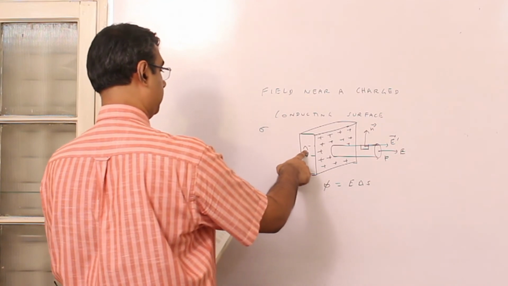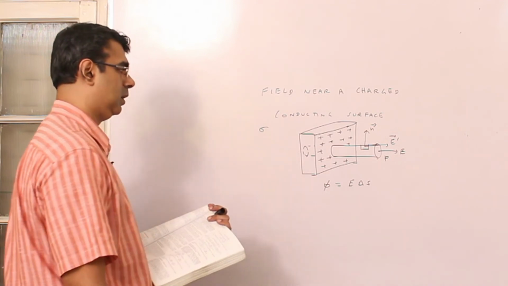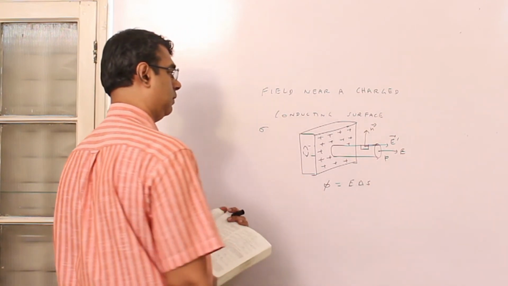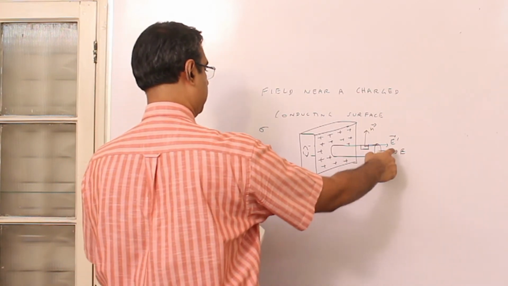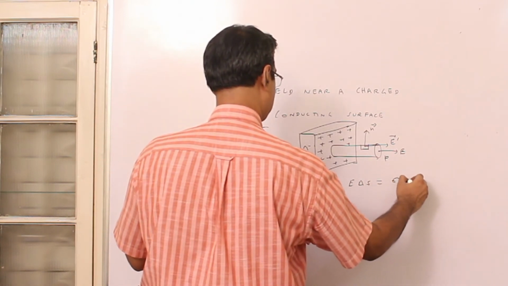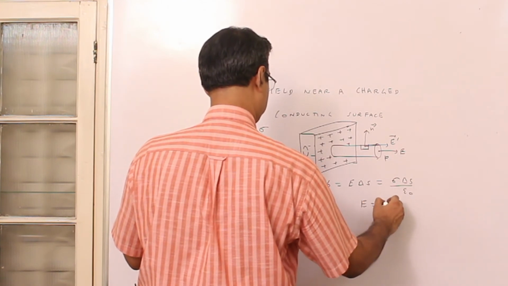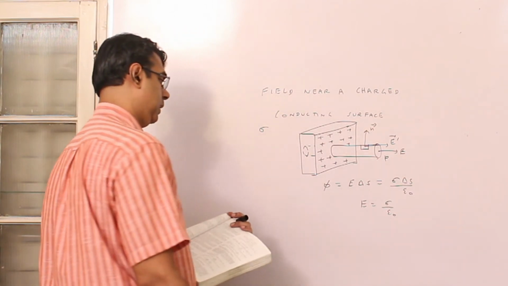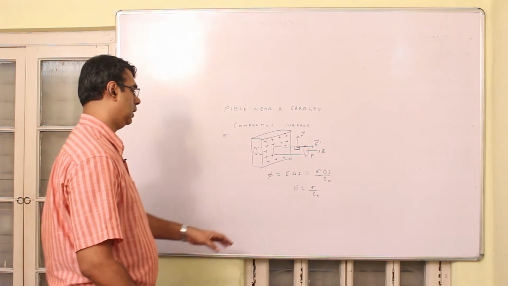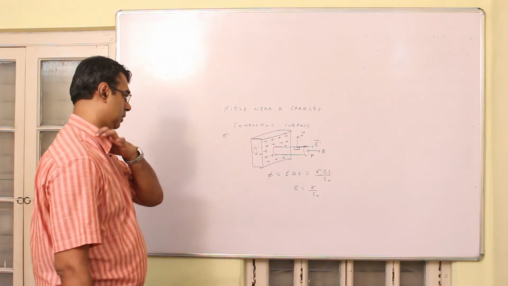The flux of the electric field due to this part, the opposite end, will be 0 because it is in the body of the conductor where the field is 0, and for the curved surface also the flux will be 0 because area vector and field are perpendicular. So this is the total flux, and this is sigma into delta S by epsilon naught. So when we solve, we are getting E is equal to sigma by epsilon naught. So this is the formula to find the field at any point near a charged conducting surface.